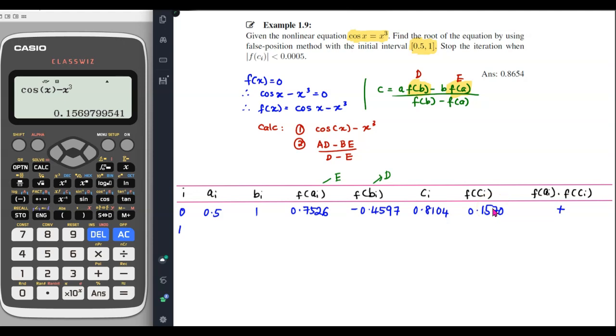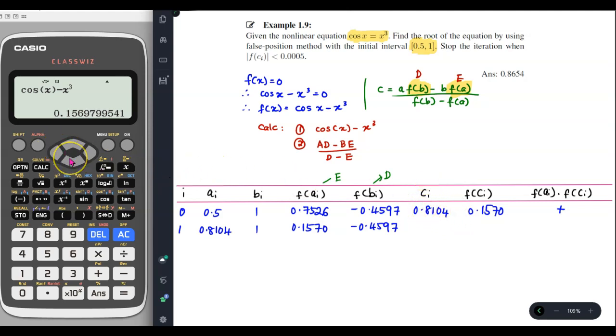In that case, if it is positive, then we choose the right interval. The right interval means A needs to be changed. So we replace the previous A with the current C that we have, 0.8104. B remains. And then FA is basically our FC previously, so this is 0.1570. FB remains, so negative 0.4597.